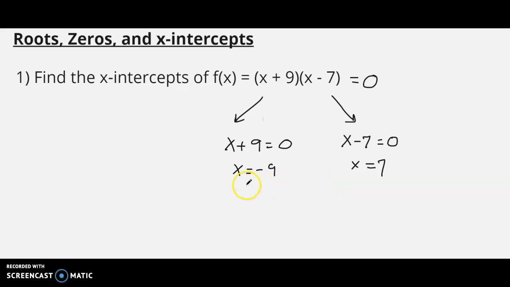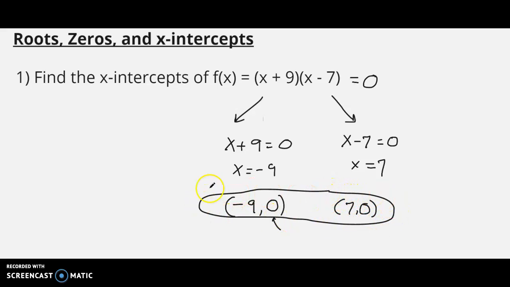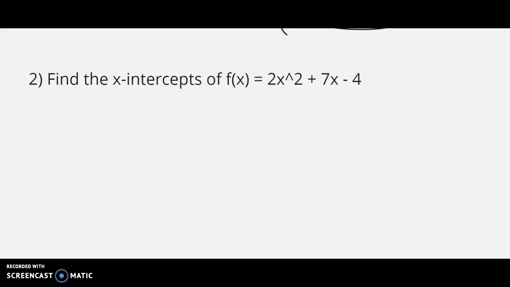Alright, and x-intercepts are generally listed as coordinate points. X-intercepts: negative 9, comma 0. There's always a 0 for the y-coordinate of an x-intercept. This x-intercept would be 7, comma 0. And those are the two x-intercepts of the function f of x equals x plus 9 times x minus 7. Let's have a look at number 2 here.